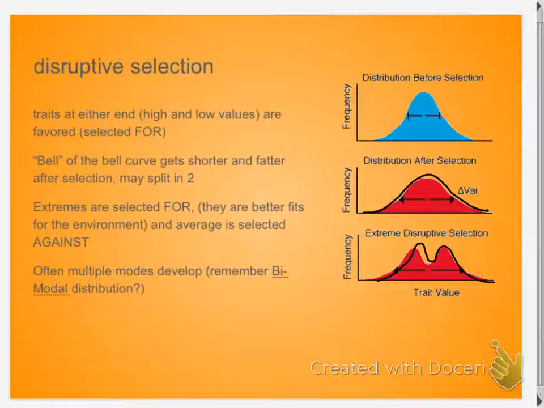Remember what kind of distribution that's called? Bimodal. Sometimes we actually get a bimodal distribution out of that. But the average is not good in the case of disruptive selection. So where could we see something like that? I'm glad you asked.